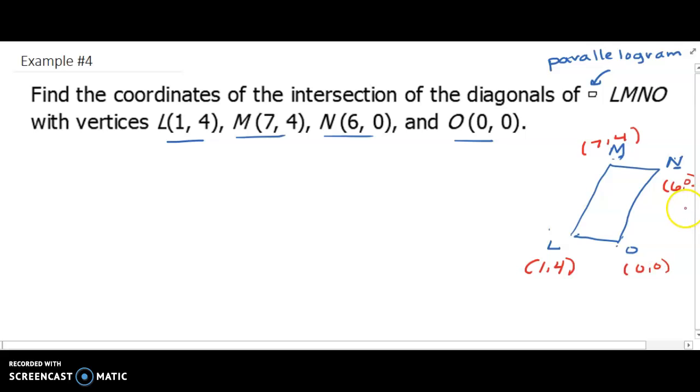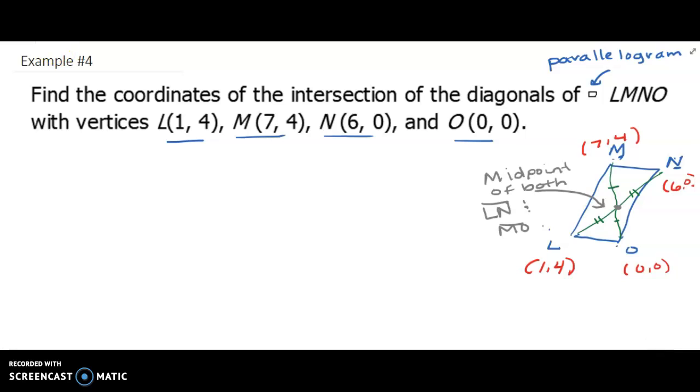All right, so let's think of this. We know that the diagonals of a parallelogram bisect each other. So if I were to draw this, that means this piece and this piece are the same, and this piece and this piece are the same. So wouldn't that mean that where they intersect, this is the midpoint of both LN and MO? Okay, so I'm going to give you a minute to process that.